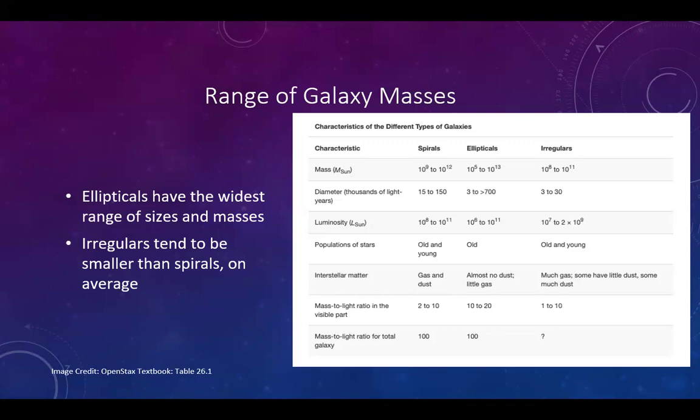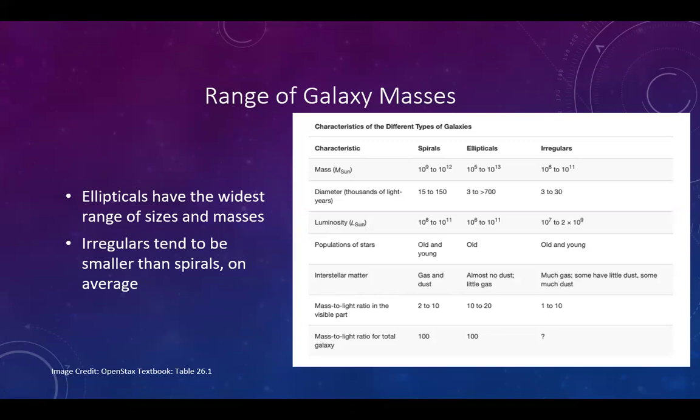Now, we would expect to see something on the higher end. We don't expect this to be 1, because the mass to light ratio is based off the mass and luminosity of the sun. So we'd expect there to be some amount that's not emitting light, but 2 to 10 times. And then the mass to light ratio for the total galaxy is about 100. We'd expect something in the 5-ish range or something.